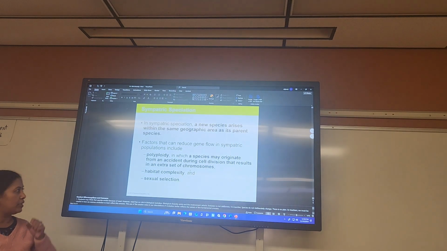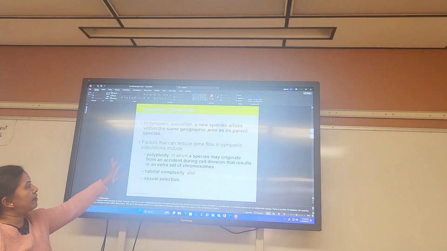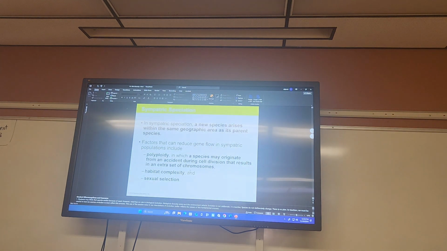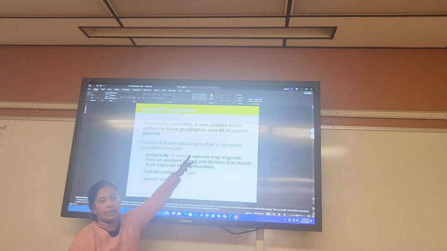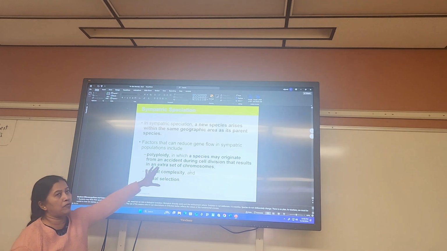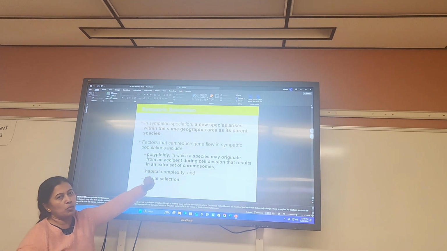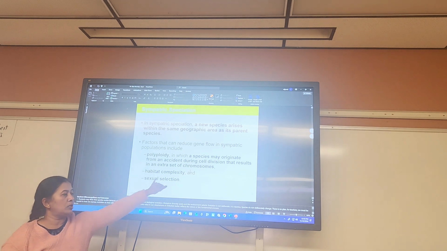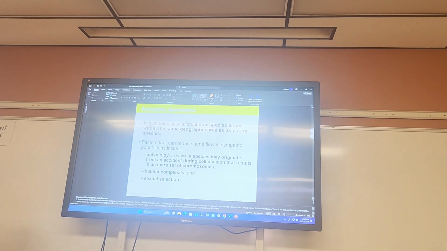Now we move to sympatric. Sympatric is when a new species arises within the same geographical area. There was no geographical separation, and one of the examples they have given here is polyploidy that happens in plants, where species may originate from an accident. Okay, it's a chromosomal duplication accident that results in an extra set of chromosomes, or it could be habitat complexity.